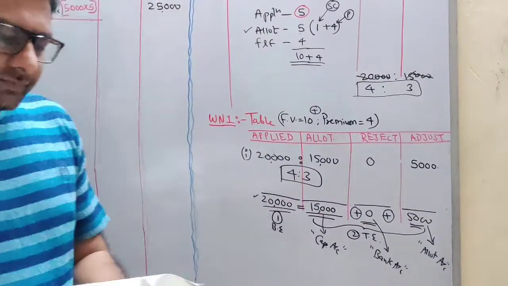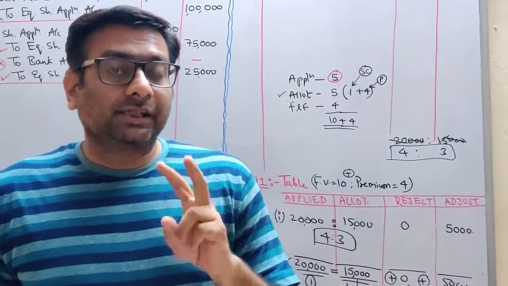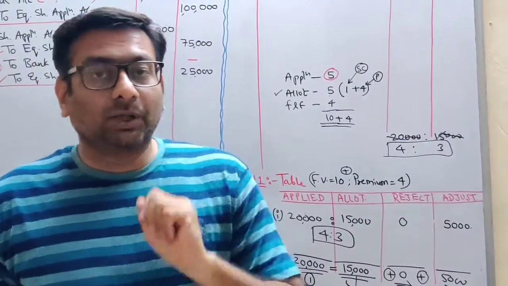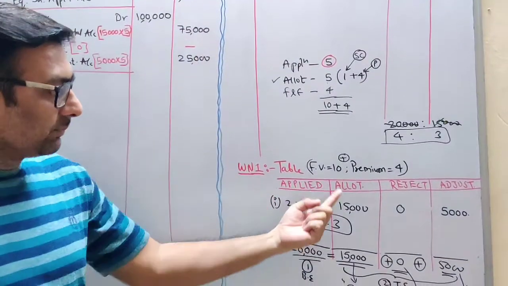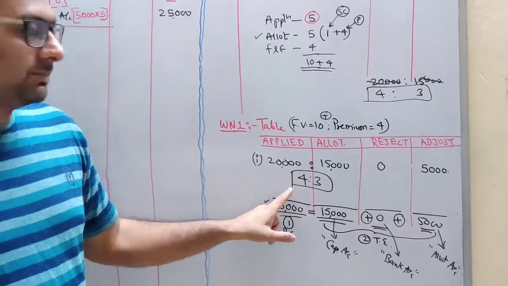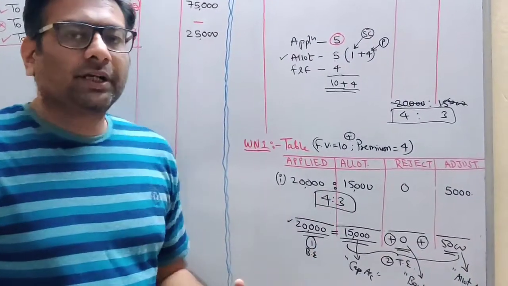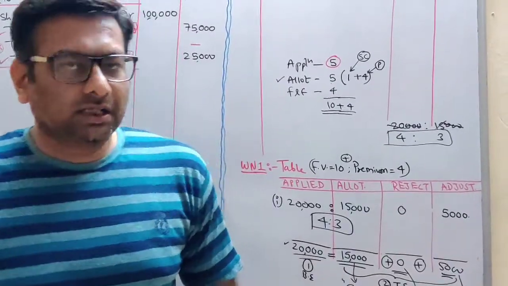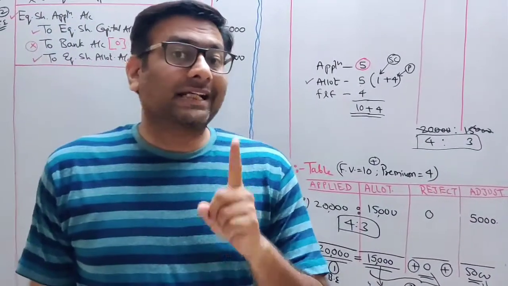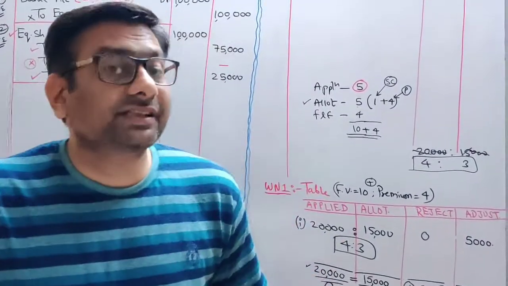Now, when to do this personal working note, students? Whenever, see, there are two conditions. Number one, it has to be a sum of pro rata. How do you come to know it is a pro rata sum? You found a pro rata ratio. So whenever you calculate a pro rata ratio, it is a pro rata sum. Second situation, there has to be an arrear at the time of allotment. So this is what is given in the sum.